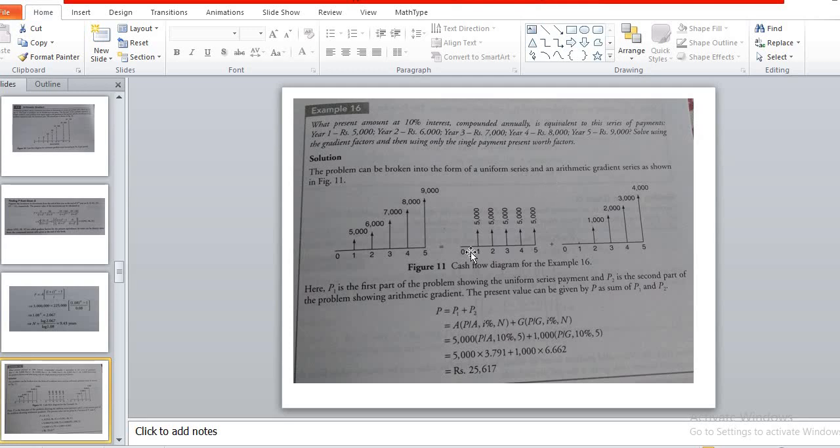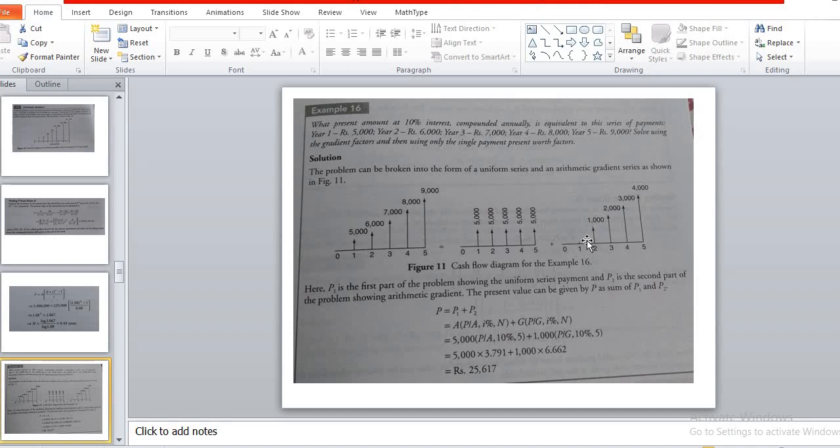Here, a 5-year duration is given: first year, second year, third year, fourth year, fifth year. For each year there is some payment or investment given. For the first year this is 5,000, for the second year 6,000, for the third year 7,000, the fourth year 8,000, and the fifth year 9,000.